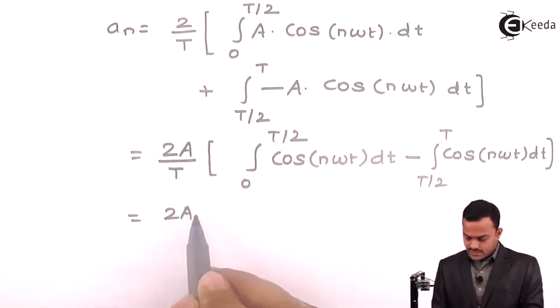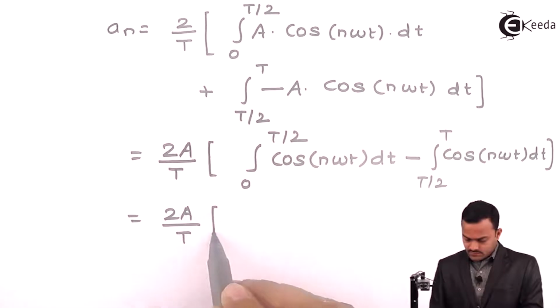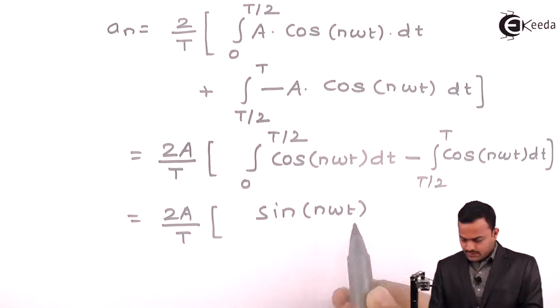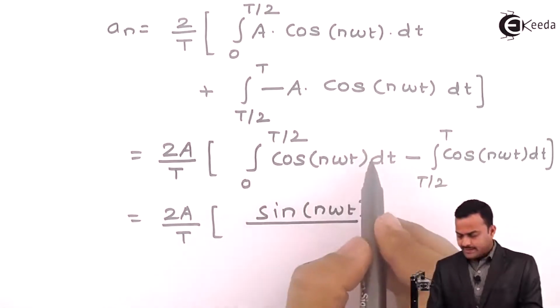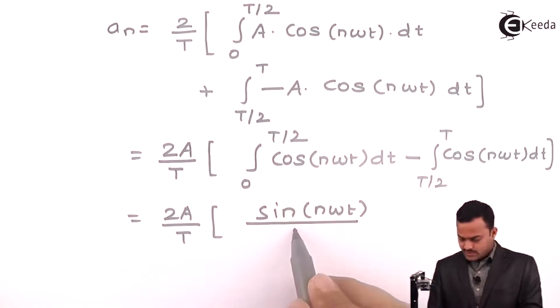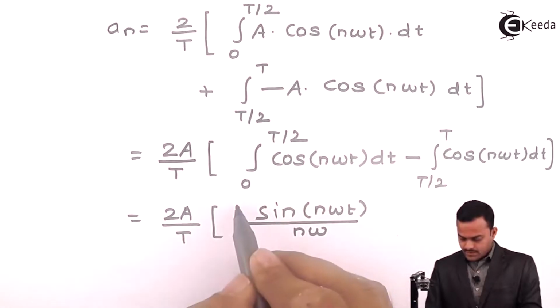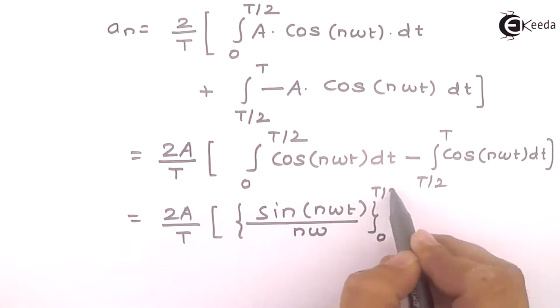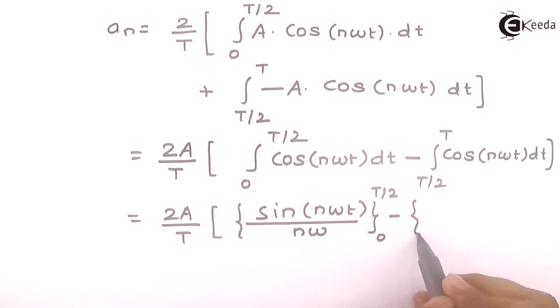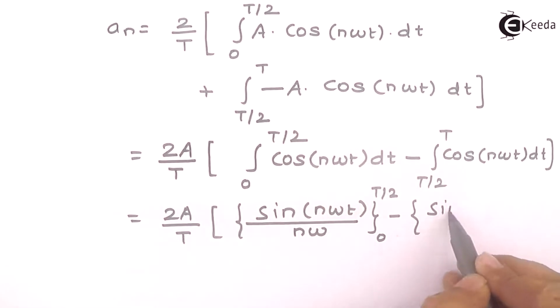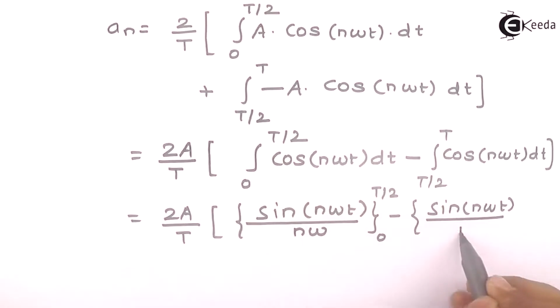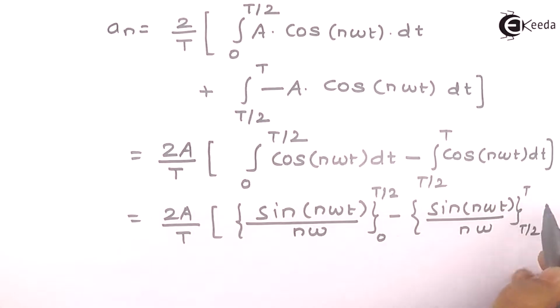Integration of cos is sine, so we'll get sine n omega t divided by the derivative of this term with respect to t, which is n omega, and the limits are 0 to T by 2. Same way over here also, sine n omega t divided by n omega, limits are from T by 2 to T.